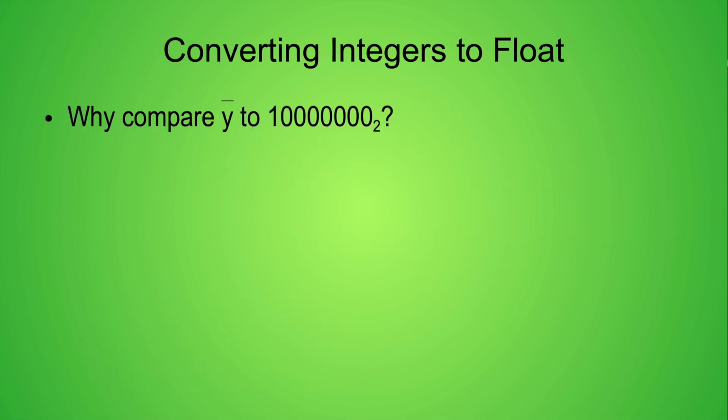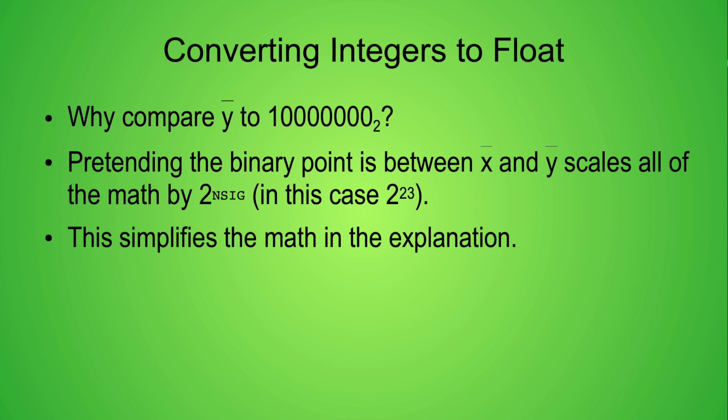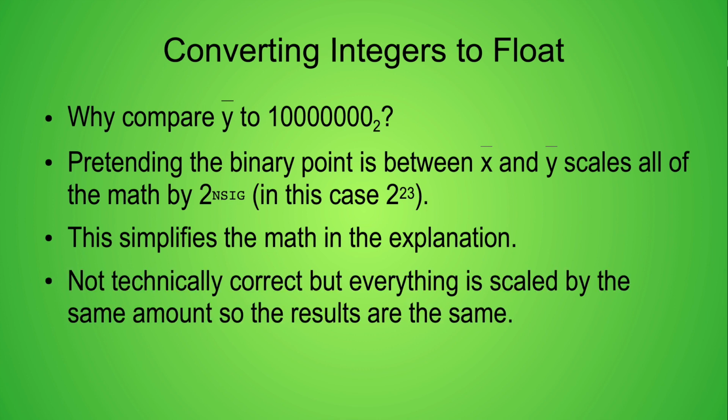Why compare Y bar to the binary value 1 followed by 7 zeros? First, an explanation. To simplify the math, I'm pretending that the binary point is shifted n sig places to the right, so that the binary point is between X bar and Y bar. Doing this scales all of the numbers by a factor of 2 to the n sig power. This simplifies all the math. The math which follows isn't technically correct, but because I've scaled all the values by the same amount, it makes the explanation much simpler, so just go with me on this.